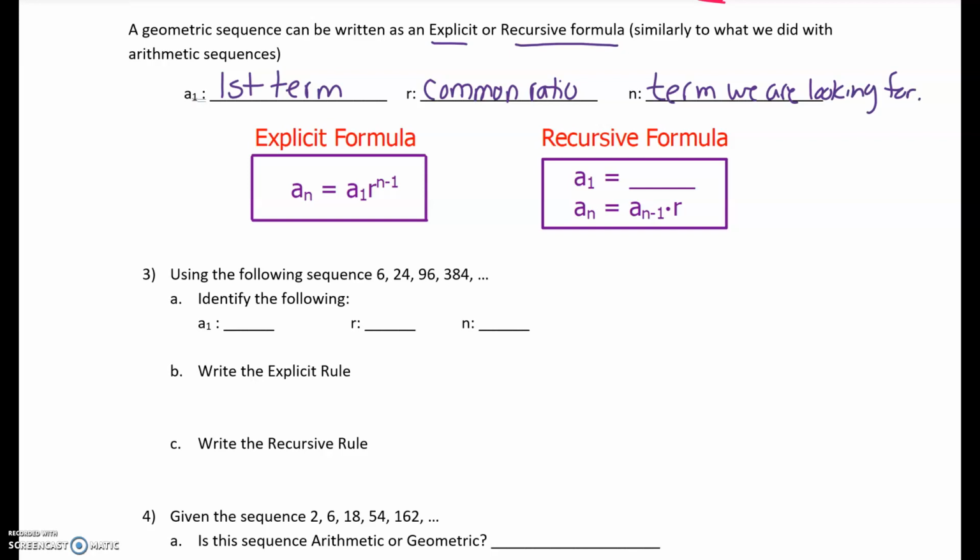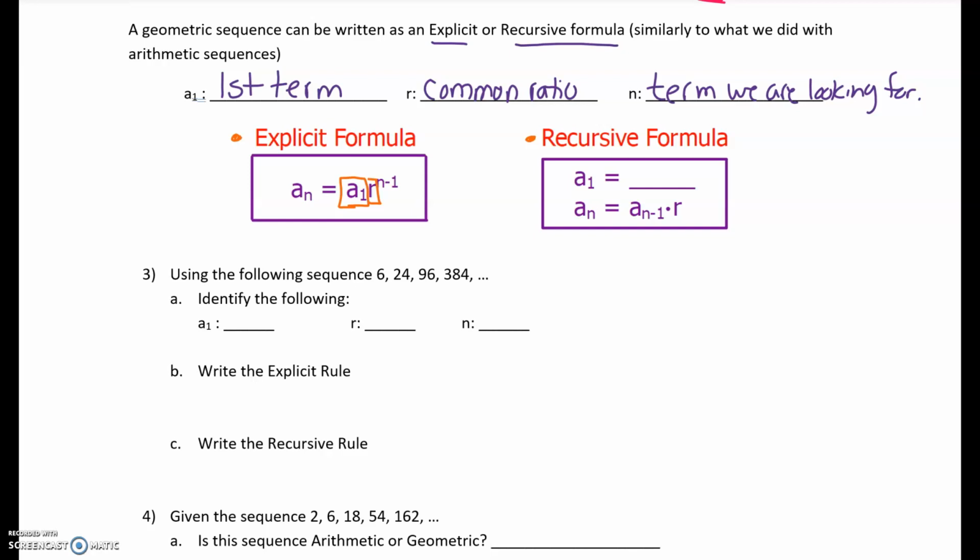Okay, so here you're going to see the explicit formula and the recursive formula. And all we're going to do is plug in the pieces that we need. So first, let's look at this following sequence. So using the following sequence, 6, 24, 96, 384, first, part A says identify the following.